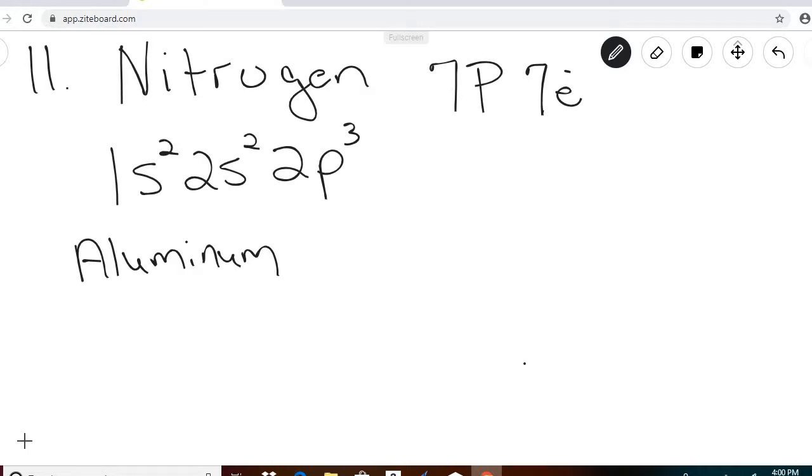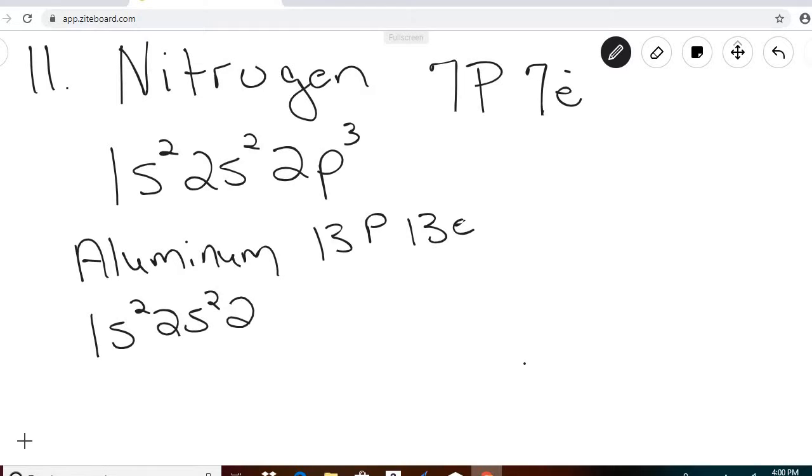Okay, then the next one is aluminum. If we look at aluminum, it's number 13 on the periodic chart, so it has 13 protons and 13 electrons. So 1s2, 2s2, 2p6, 3s2, and then 3p, aluminum is the first p. So that adds up to the 13 electrons.